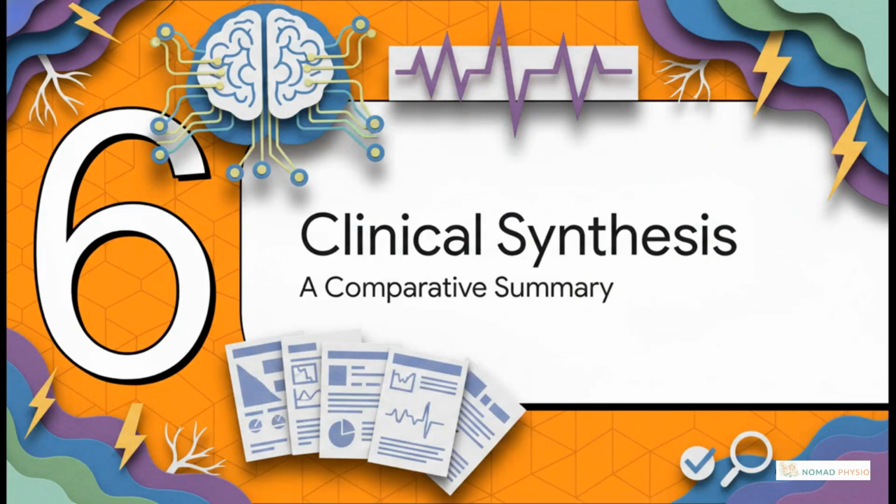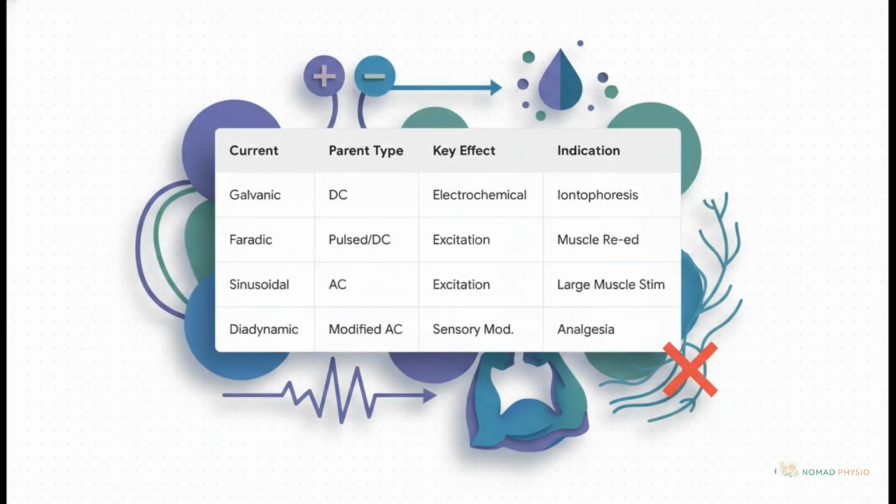Okay, let's bring all these concepts home. This final section is all about a comparative summary designed to consolidate this information for really effective clinical reasoning and, of course, for exam review. This table is really your high-yield summary, directly comparing each current. So look at galvanic. It's from DC, its key effect is electrochemical, so its primary indication is iontophoresis. Makes sense. Then faradic-type, it's a pulsed waveform, its effect is excitatory, so we use it for innervated muscle re-education.